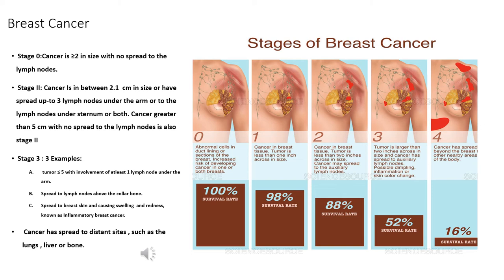Now coming to stage 4, the cancer has spread beyond the breast, it has come outside the breast and to other parts of the body, and it has spread to the lungs, the liver, and the bone. Then it is called stage 4 cancer, and the survival rate for this type of cancer is 16%.